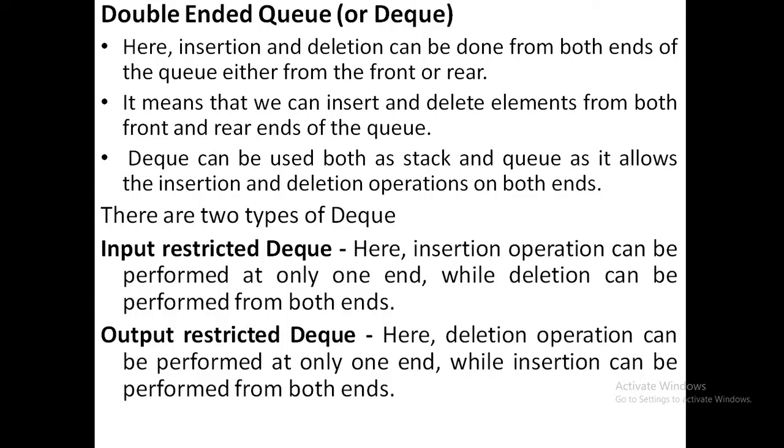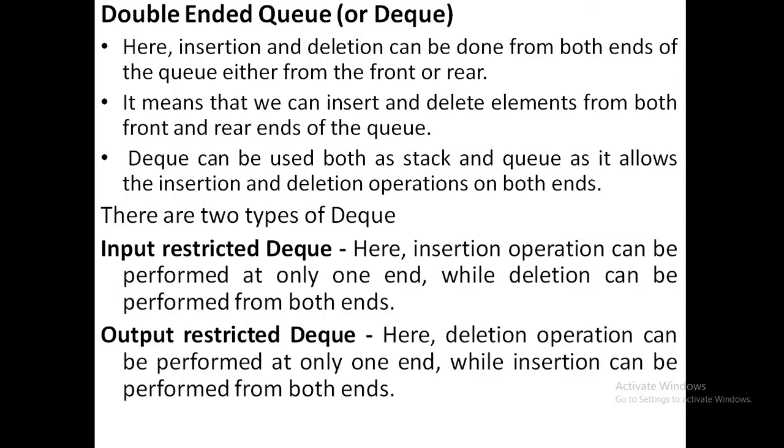Double-ended queue or DEQ. Here, insertion and deletion can be done from both ends of the queue, either from the front or from the rear. It means that we can insert and delete elements from both front and rear ends of the queue. This double-ended queue can be used as both a stack as well as queue as it follows the insertion and deletion operations on both ends.